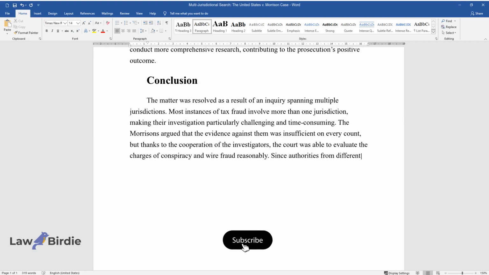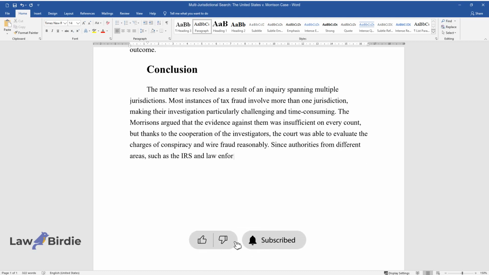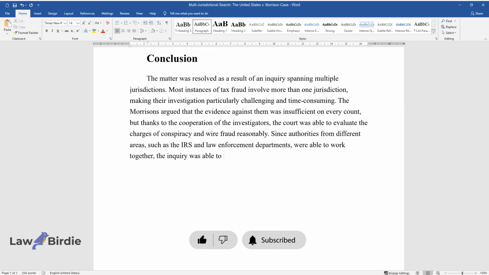Since authorities from different areas, such as the IRS and law enforcement departments, were able to work together, the inquiry was able to come to a close.